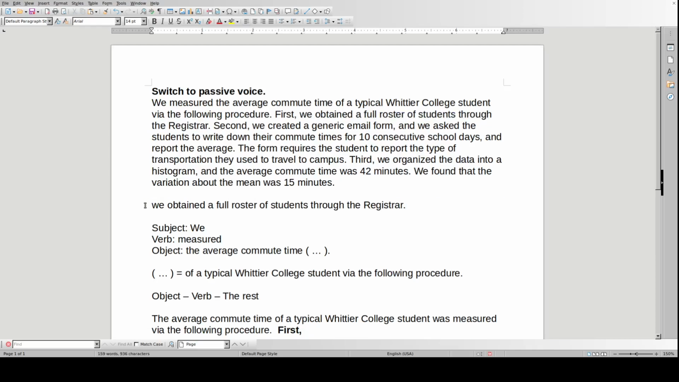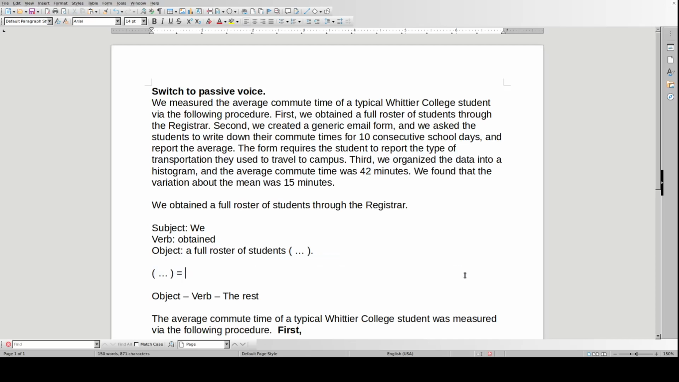So the sentence is, we obtained a full roster of students through the registrar. The subject is we. The verb in this case is obtained. And then the object is a full roster of students. And then the parenthetical rest of the sentence would be adding clarifying information, through the registrar.